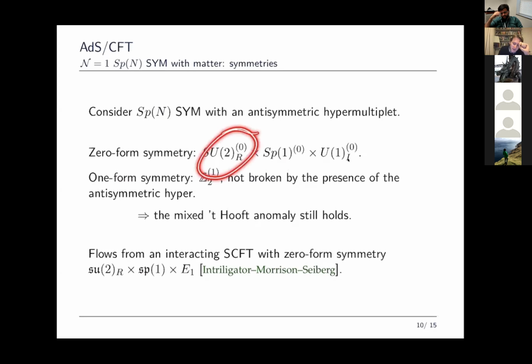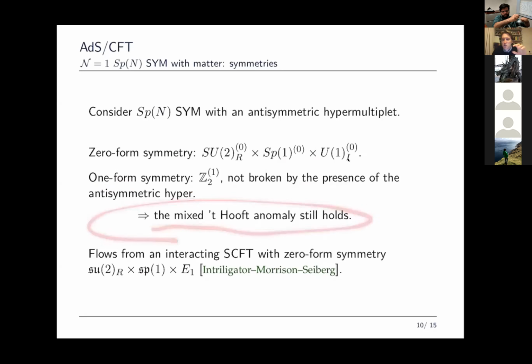We still have the canonical R symmetry, we still have the canonical instanton symmetry. And also we have an SU(2), or Sp(1), flavor symmetry that rotates the hyper. The crucial feature of this model, though, is that the one-form symmetry is not broken by the presence of the hyper because of the particular representation that we've chosen. Therefore, the mixed 't Hooft anomaly that was described earlier still holds.